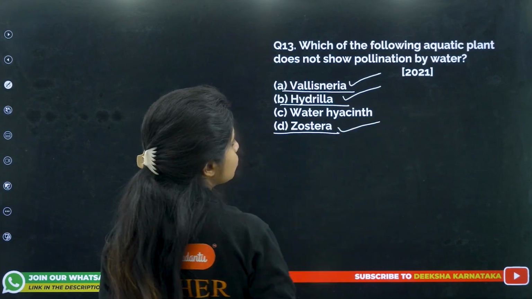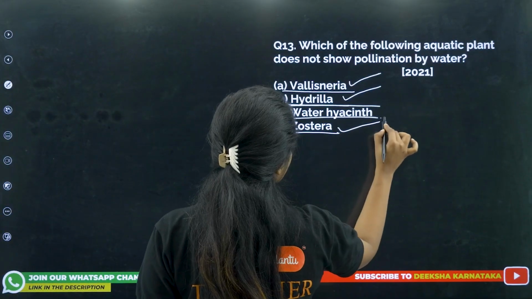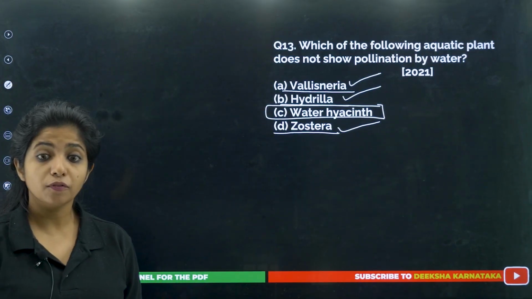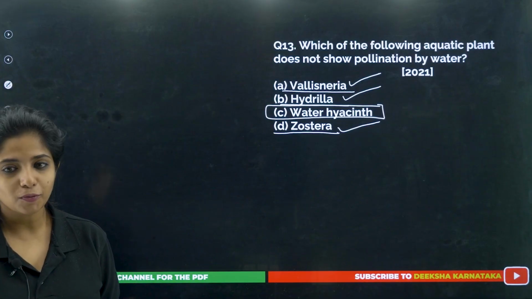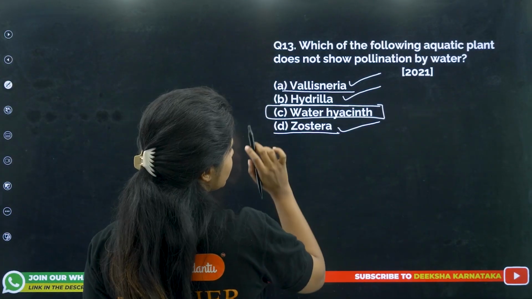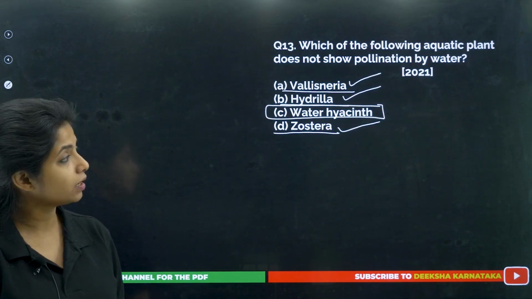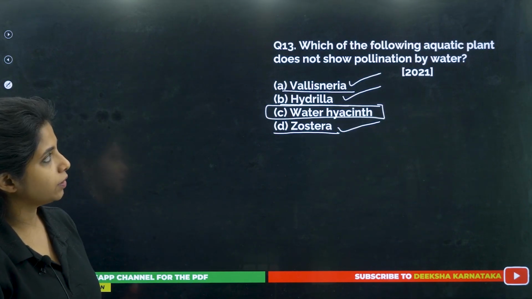Zostera is definitely one where water pollination is happening. There is water hyacinth, which gets pollinated with the help of wind and stuff like that, but not water. Okay, so water hyacinth has water in it, but still it is not going to get pollinated with the help of water. So this is the one that does not show pollination by water.